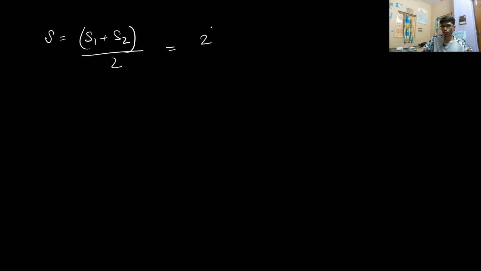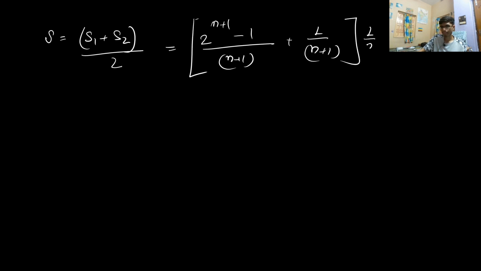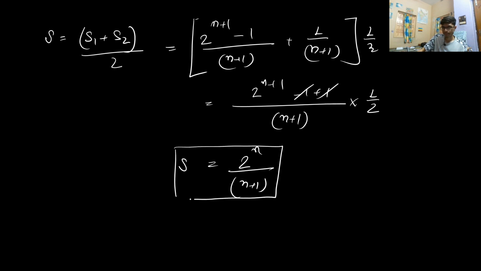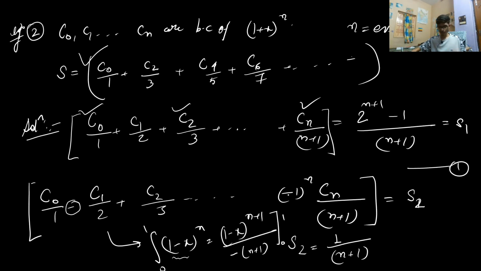So this will give you 2 to the power n plus 1 minus 1, whole divided by n plus 1, plus 1 by n plus 1, and whole times half. So this will give you n plus 1 in the denominator and 2 to the power n plus 1 minus 1 plus 1; the minus 1 and plus 1 get cancelled, multiplied with 1 by 2, and this will give you the result 2 to the power n divided by n plus 1. So that is the right answer to this problem. So the answer to this summation is 2 to the power n divided by n plus 1. I hope this result was clear.